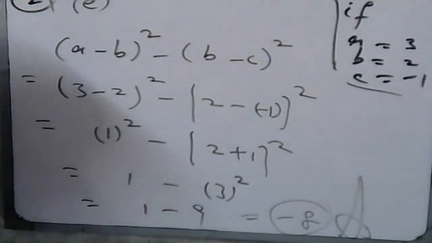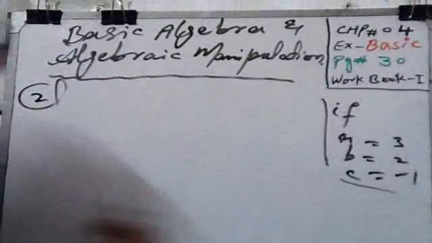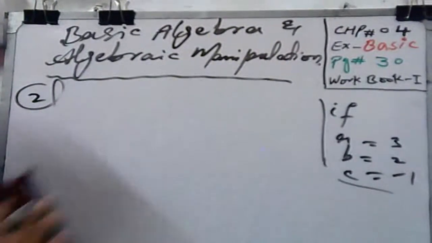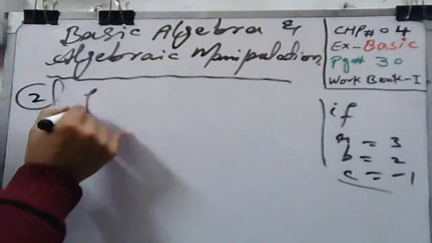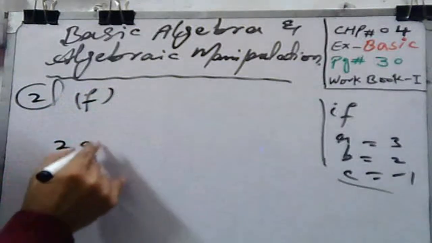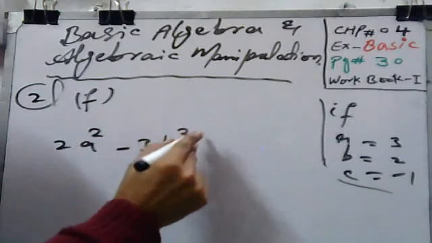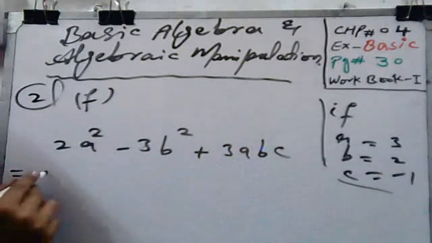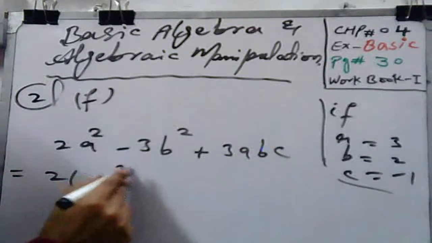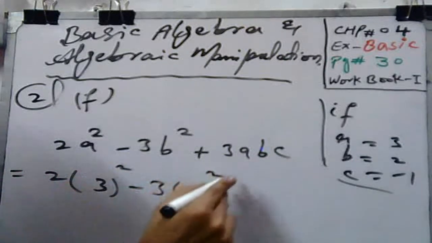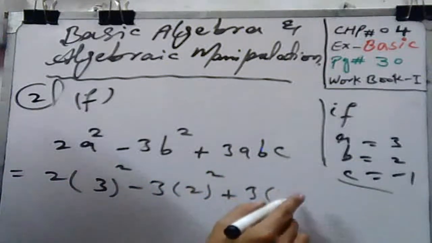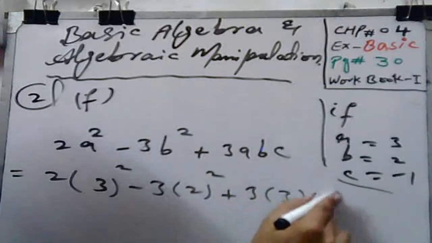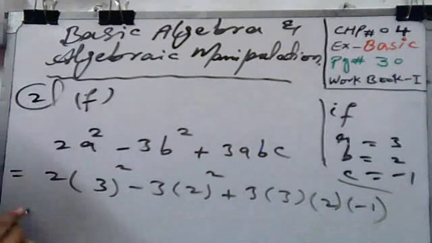In F part, 2a square minus 3b square plus 3abc. Putting the values, the value of a is 3, b is 2, c is minus 1. Okay, simplify it. First of all, remove the square. 3 3s are 9, 9 2s are 18, minus 18. So right here minus 18.